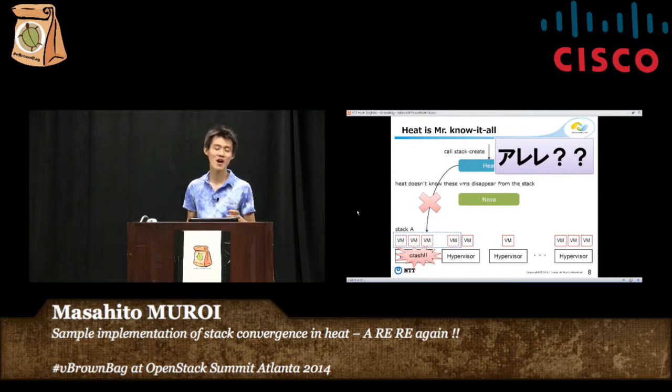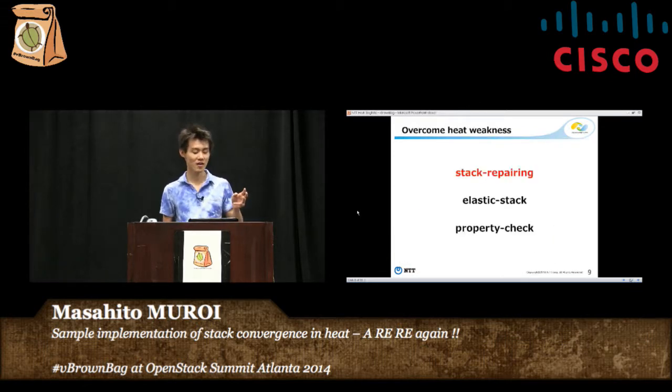Next, I'll show you how we overcome the Heat weakness. The key points to overcome it are three: stack repairing, elastic stack, and property check. We've already submitted these as blueprints in the Heat community. So if you are interested in this, please check my blueprints in Heat. Especially stack repairing is a key feature to overcome this. So I'll show you an overview of stack repairing in this presentation.